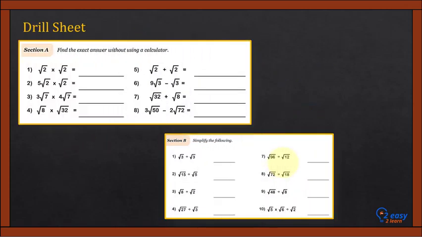So there is a drill sheet. You can practice all these concepts by solving these drill sheets.